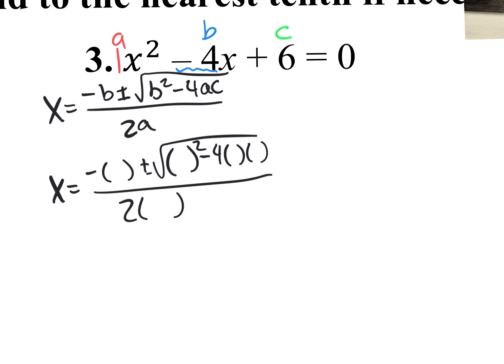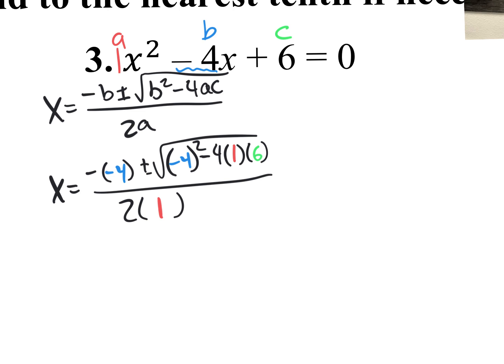So we're going to plug in the b value of negative 4 wherever the b's are at, which happens to be right here, negative 4, and right there, negative 4. And the a value is 1. You plug it in right there next to the 4 and down there next to the 2. And the c value is 6. That's the last parenthesis right there. And this is the correct setup using the quadratic formula.